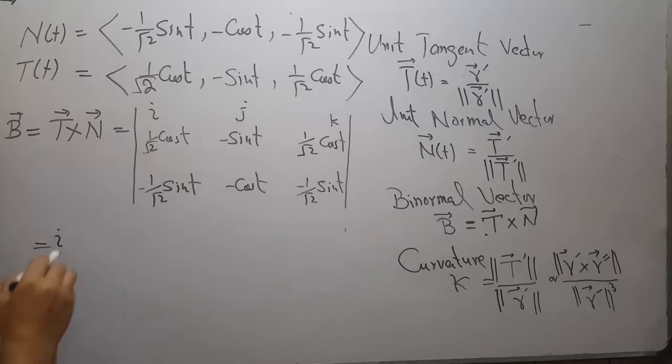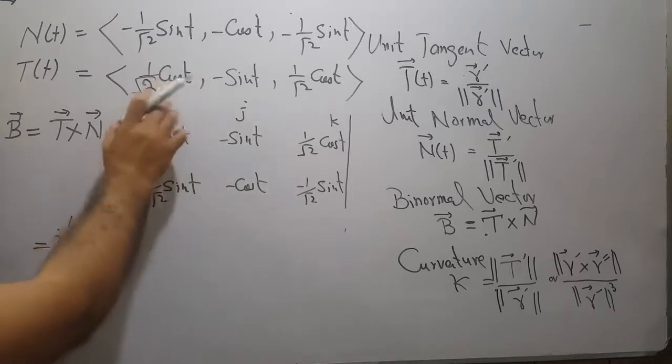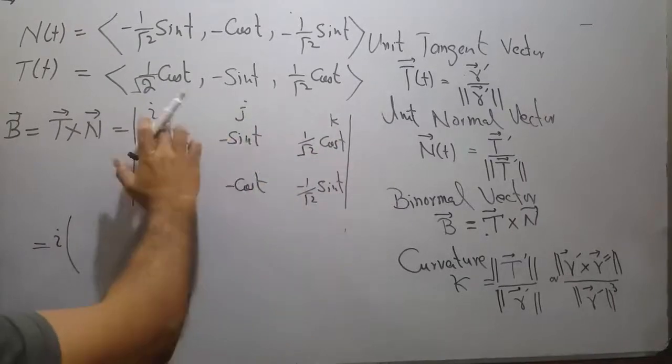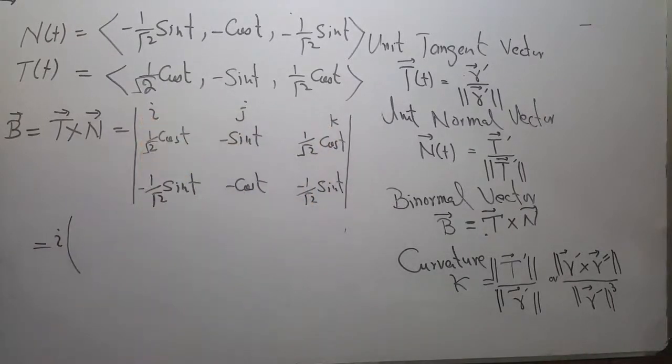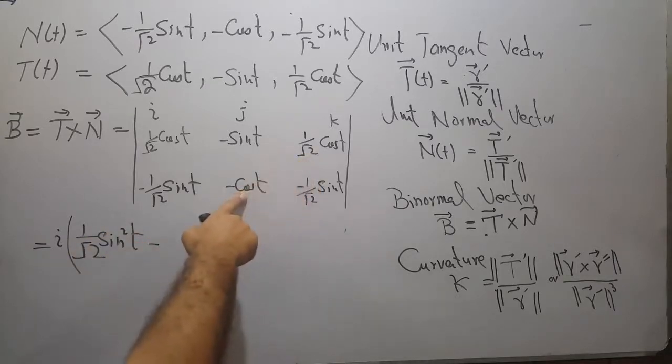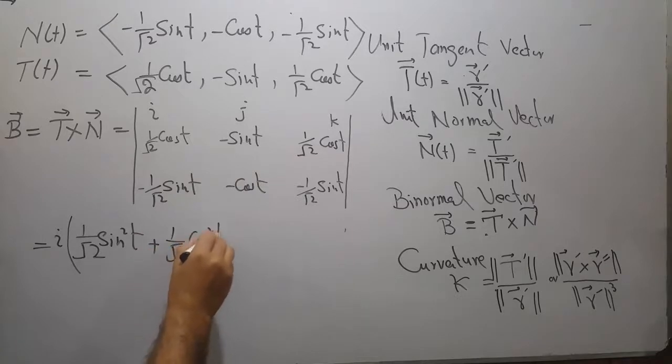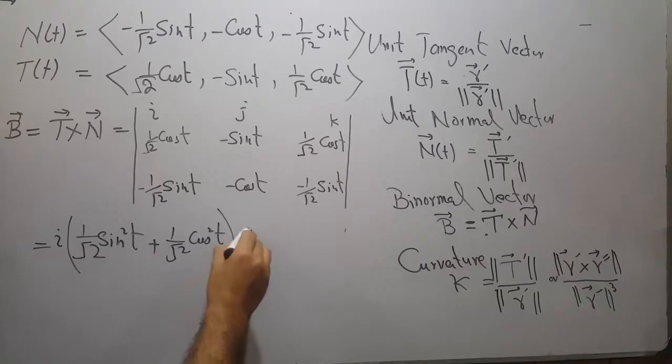So we take this portion, ignoring this row and this column. This into this gives us plus 1 over square root 2 sine square t, and then minus, and this gives us minus something, so that minus minus becomes plus, and that would give you 1 over square root 2 cos square t. So i is calculated.